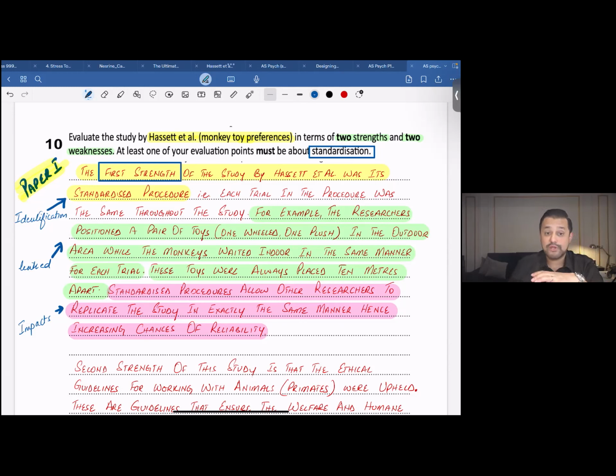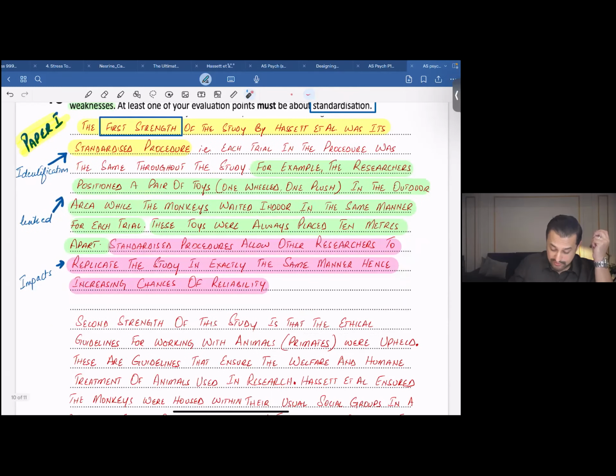So the first point over here is standardization. You showed the examiner where exactly you thought the study was standardized, and you let the examiner know that this standardization of procedure, what sort of impact would this have on the research? This would help other researchers be able to replicate the study or conduct the study in exactly the same manner, and this increases chances of reliability as well. Moving on to the second strength.